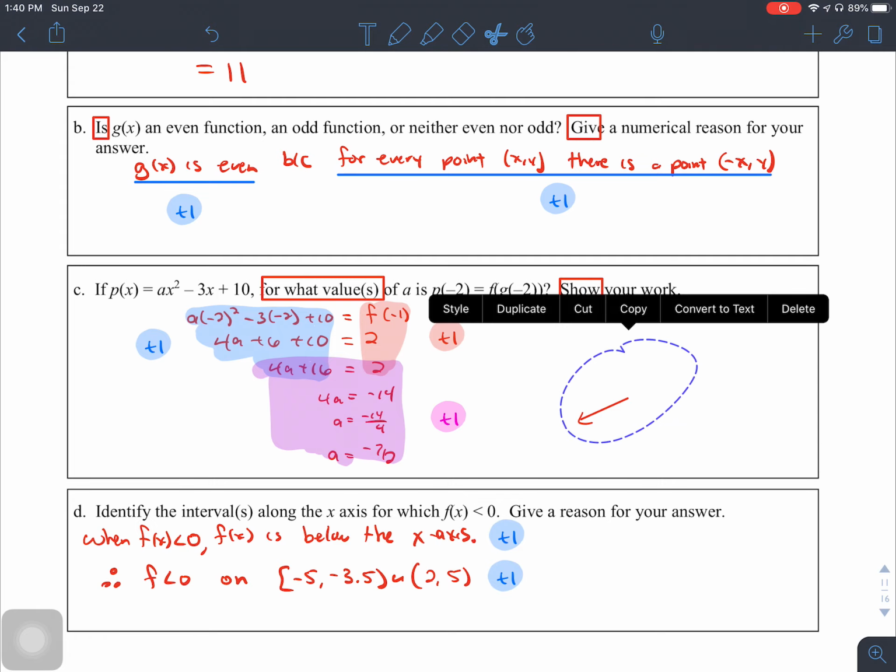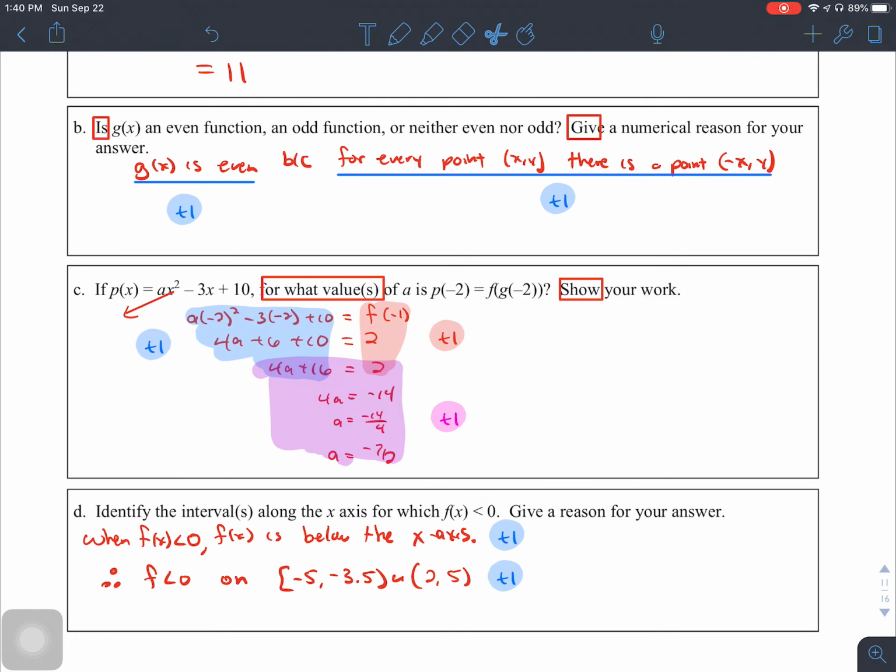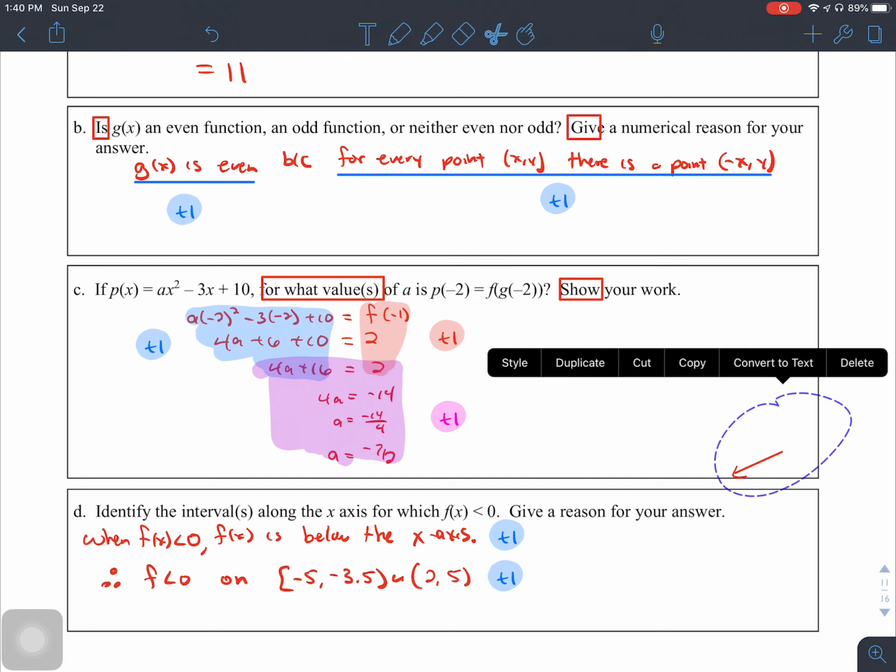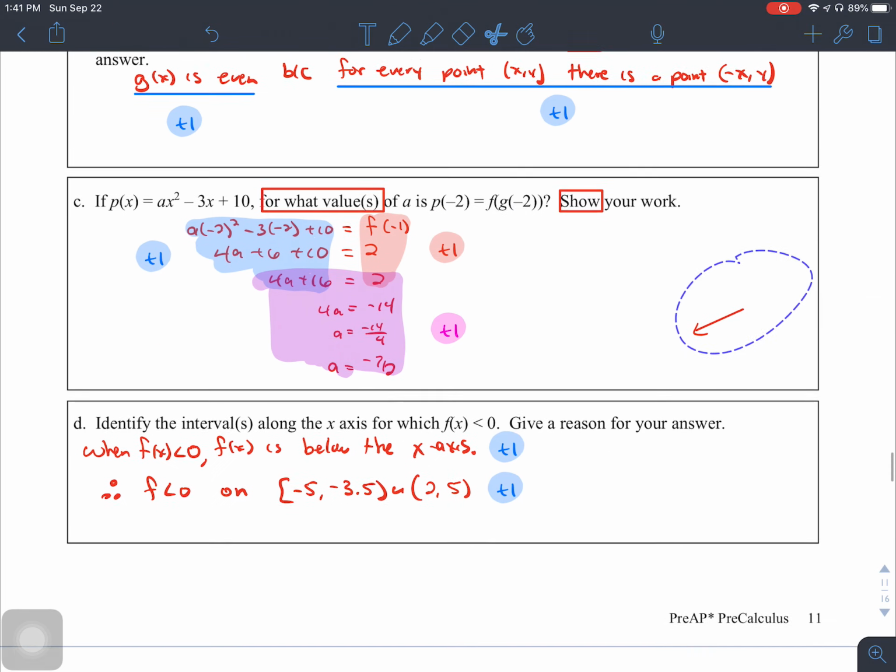Now you could separate your work and have off to the side what p of -2 is, write that down. What f of g of -2 is, write that down. And the third step, set them equal to each other and then solve it. Or you can just write it all at once, which is what I did here.